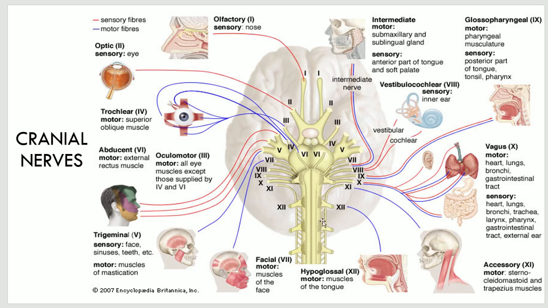Number 7, our facial nerve. That one is motor to the muscles of the face. So temporalis, orbicularis oris, zygomaticus, etc., etc. That's our facial nerve.